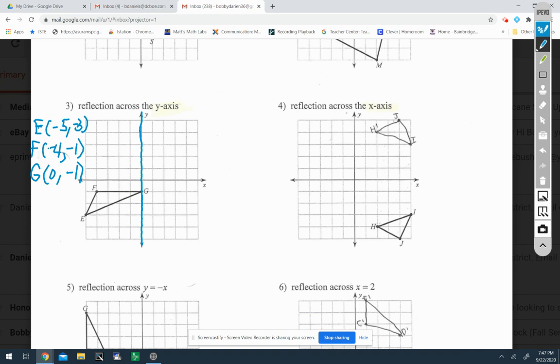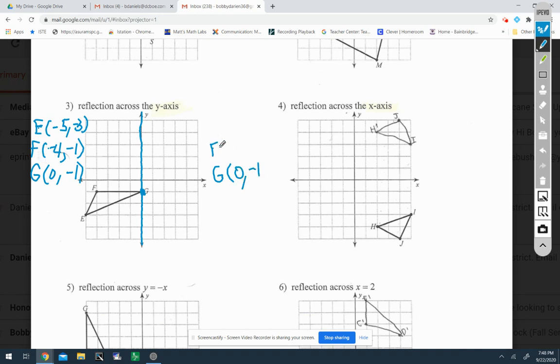So what I want to do is go to this line. If we notice that G is right on the line, so it's not going to move. It's going to stay in the same place because it's right on the line. So I'm just going to copy it over. G will stay the same, 0 and -1.